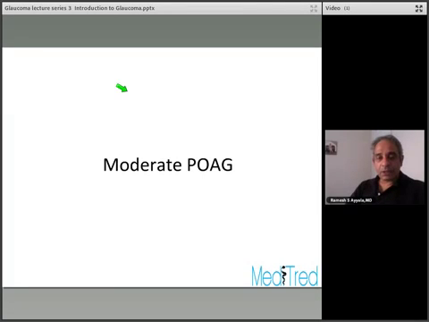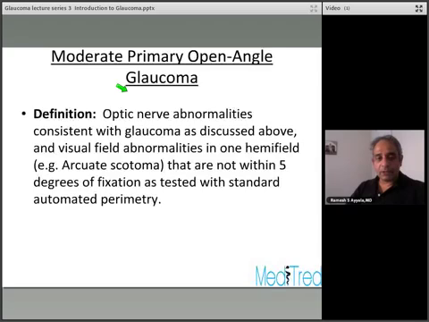If the glaucoma progresses a little bit more, we call that moderate open-angle glaucoma. Here's how it's defined. Optic nerve abnormalities consistent with glaucoma as discussed above, that is the mild version, and visual field abnormalities in one hemifield, i.e. arcuate scotoma, that are not within 5 degrees of fixation as tested with standard automated perimetry.